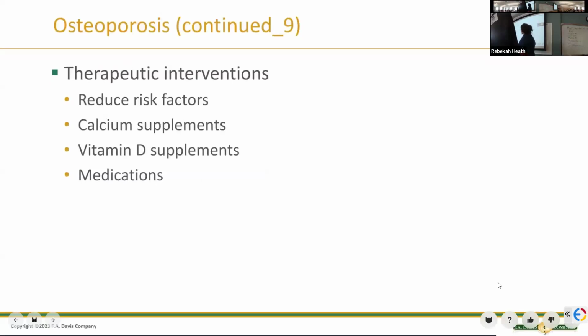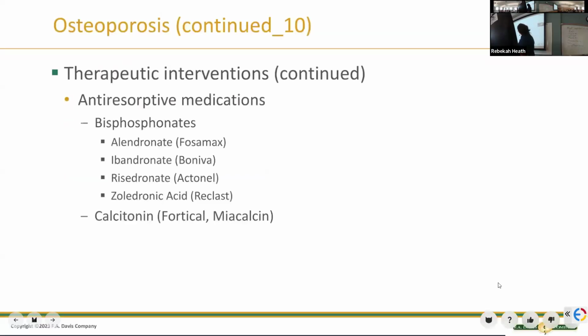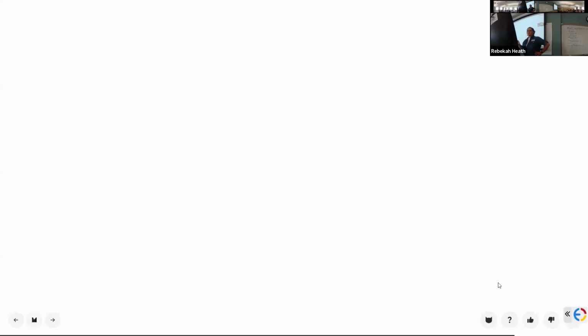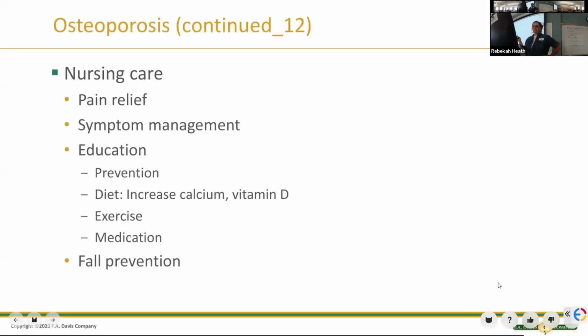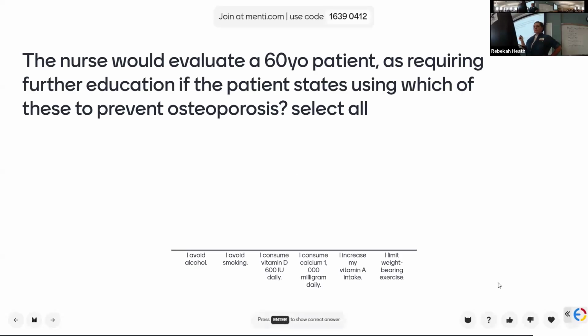Therapeutic interventions, we just talked about that. There are some medications that we're going to talk about in a little bit. I'm going to pass over these because we'll cover them when we do our medication activity. We talked about this. Okay, the nurse would evaluate a 60-year-old patient as requiring further education if the patient states which of these to prevent osteoporosis.